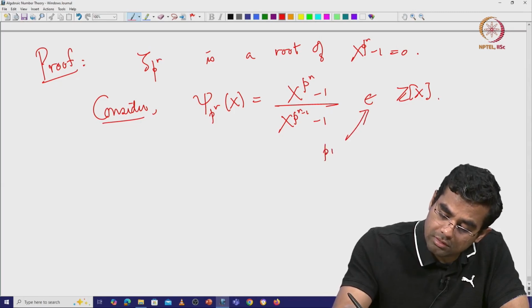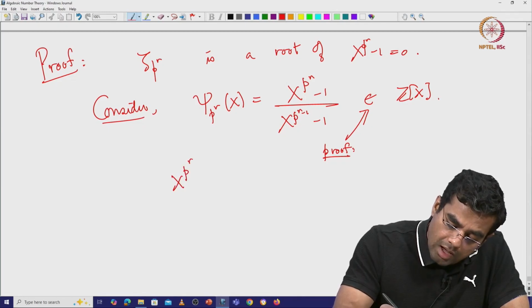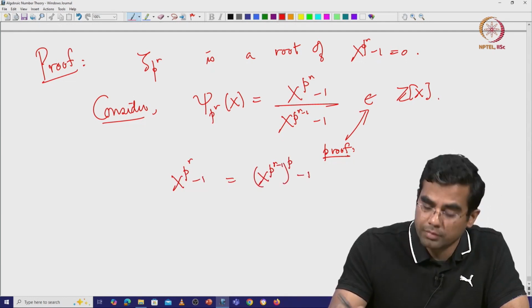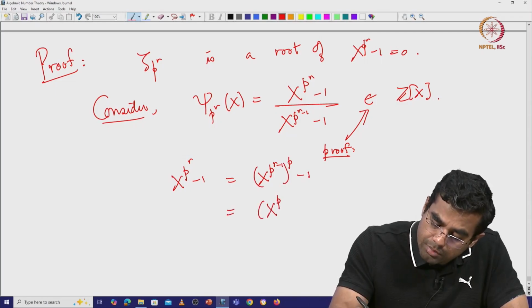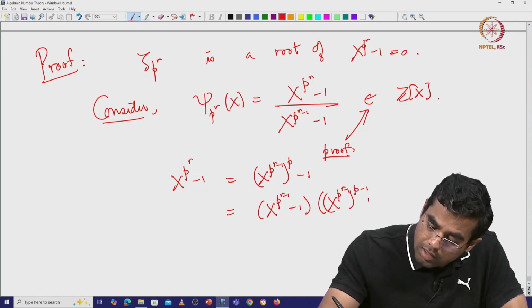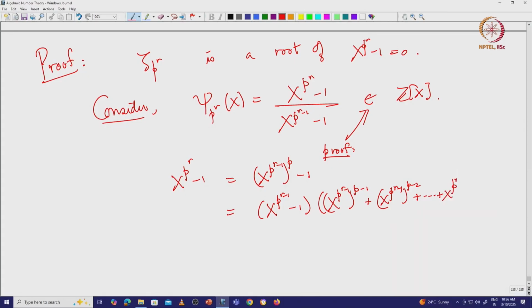Proof of this: x^{p^r} minus 1, you can write it as (x^{p^{r-1}})^p minus 1, and this you can write as (x^{p^{r-1}} minus 1) into ((x^{p^{r-1}})^{p-1} plus (x^{p^{r-1}})^{p-2} plus and so on plus x^{p^{r-1}} plus 1), right.